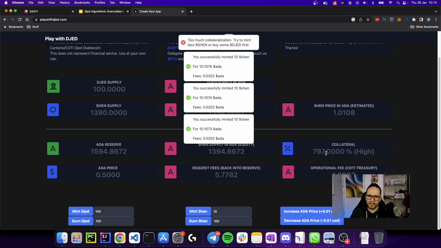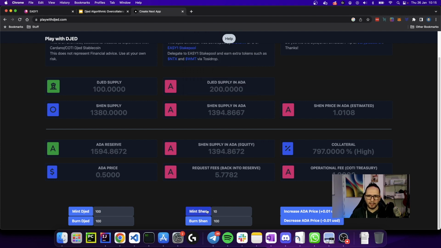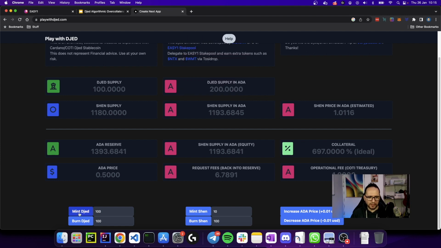As soon as we get to 797, I can't even mint 10 more Shen. It tells me that we are in overcollateralization and we can't mint any more Shen, so we can buy Djed or burn Shen. So let's burn Shen. You can see that as soon as I start burning Shen, the collateral starts to go down again. So everything is working. Obviously, let's play also with a little bit of minting of Djed.